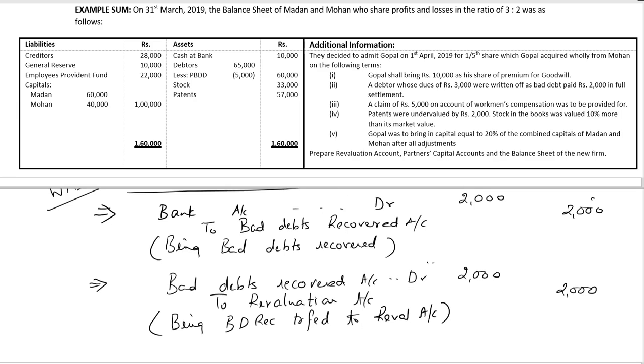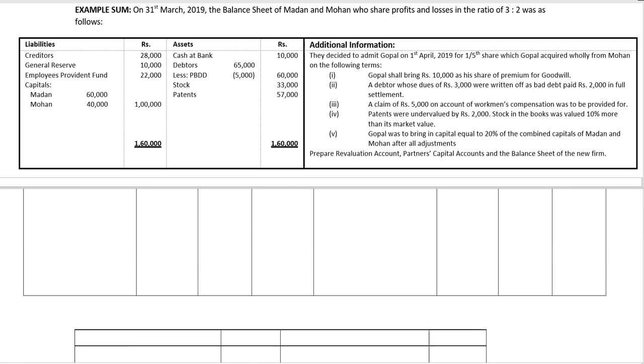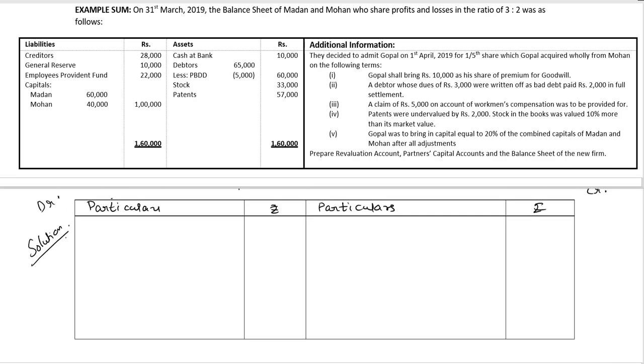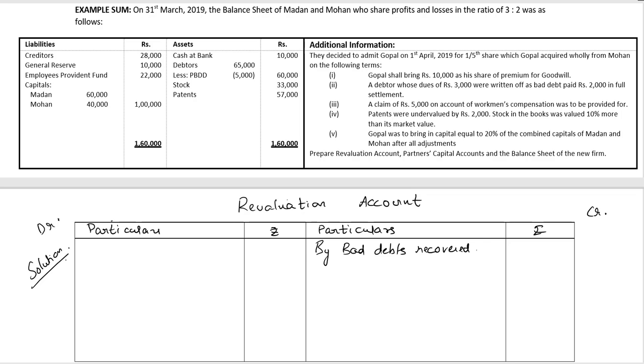So the net result of these two entries would be to credit the revaluation account with bad debts recovered and to add ₹2,000 to the bank balance. So let's treat it by bad debts recovered, ₹2,000.